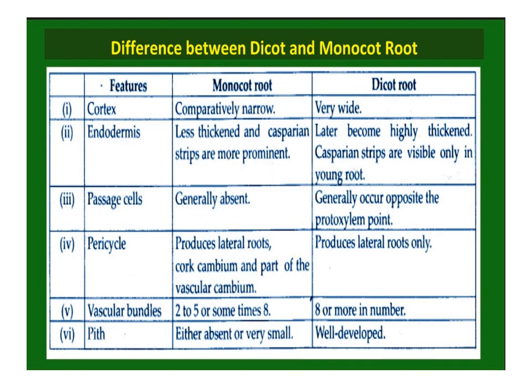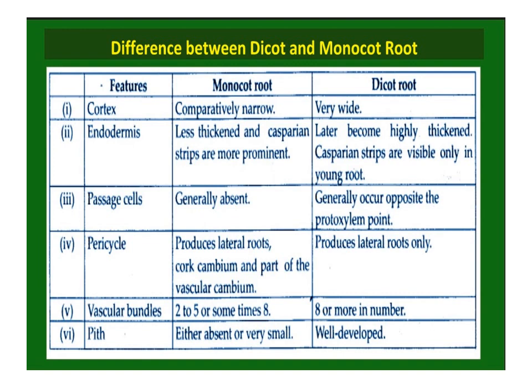Difference between dicot and monocot root. According to the features, the cortex in monocot root is comparatively narrow, while very wide in dicot root. Endodermis is less thick and Casparian strips are more prominent in monocot root, while the latter becomes highly thickened. Casparian strips are visible only in young root. Passage cells are generally absent in monocot, while in dicot they generally occur opposite the protoxylem point.